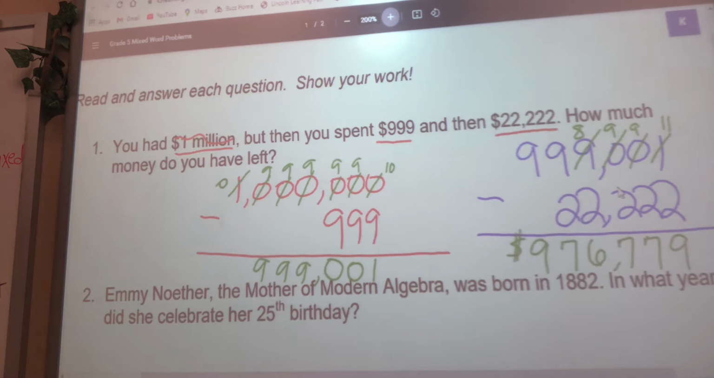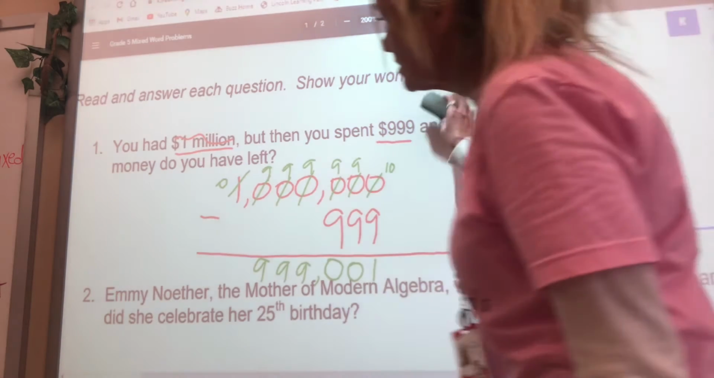So after I spent that money, I still have $976,779 left.